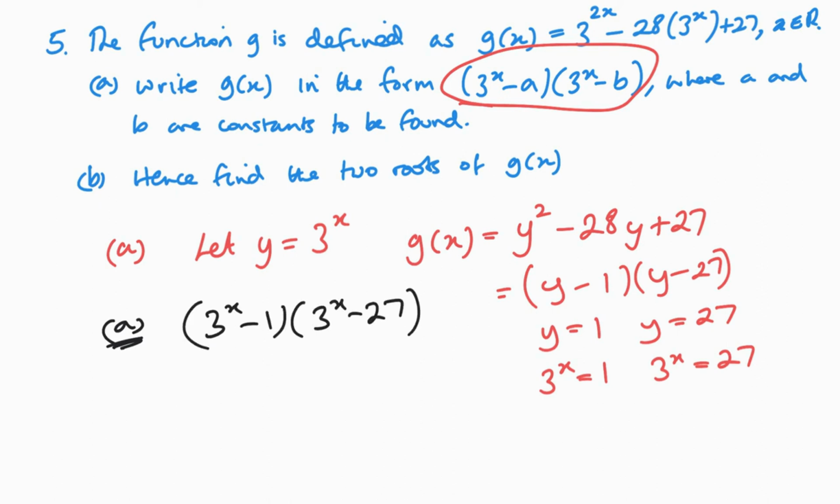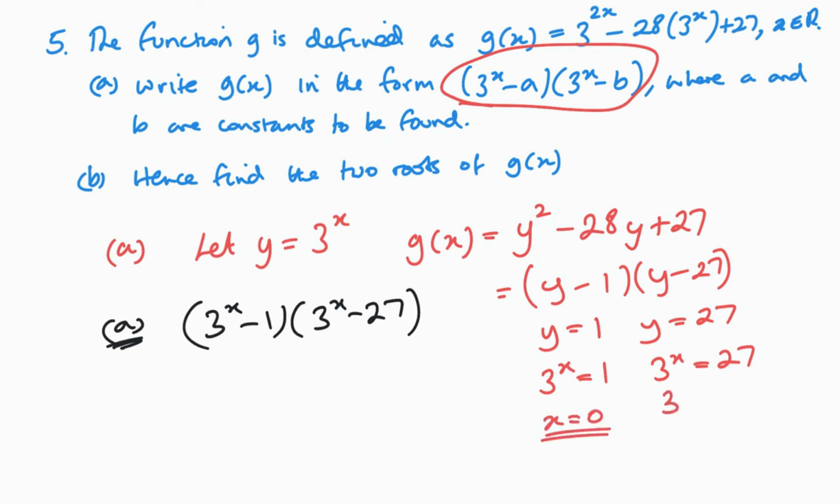Okay, then part b is about me solving it, so I can carry on and finish this. So 3 to the power x equals 1. So this one, x has to be 0. Anything to the power 0 is 1.